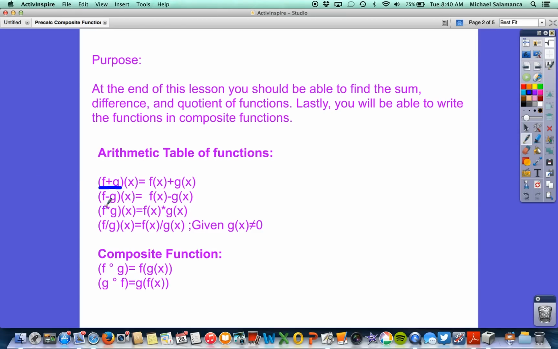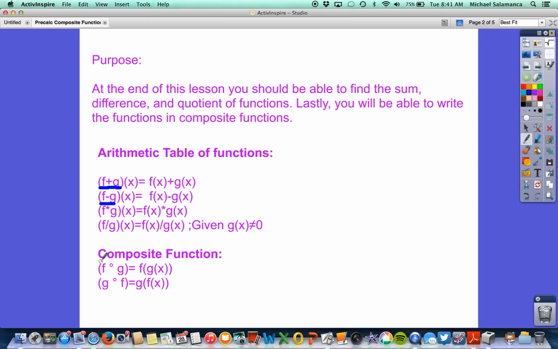So in here we have f minus g of x. Again, that means f of x minus g of x. So we're subtracting two different functions. F times g of x is f of x times g of x, and f divided by g of x equals f of x divided by g of x.